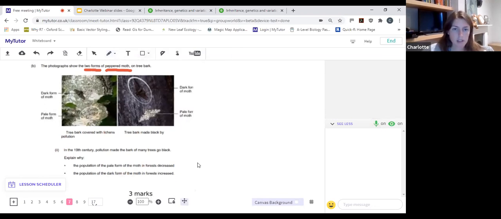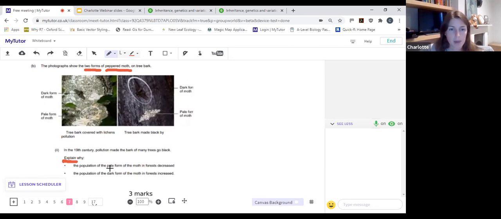So if we scroll down slightly, in the 19th century, pollution made the bark of many trees go black. That's basically, there was lots of industrial processes, we were burning a lot of coal, and there was a lot of black smoke. So it made the bark, lots of trees go black. Explain why. Explain, keyword there. So this is slightly more than a simple question. This is asking you to explain something, so give reasons.